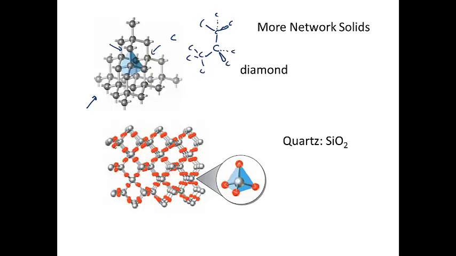Of course, it's similar to this, where instead of just having carbons bonded to carbons, you have silicon. Look at this piece right here. You have a silicon bonded to an oxygen bonded to a silicon. And those silicon-oxygen bonds are also very strong. So whenever you have covalent network solids, they tend to be very strong solids.